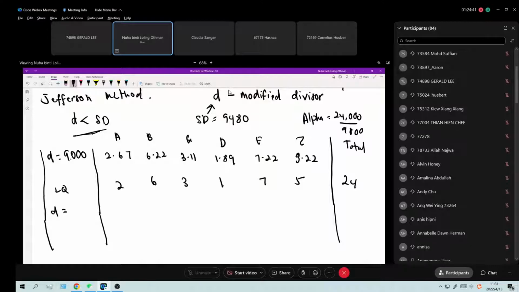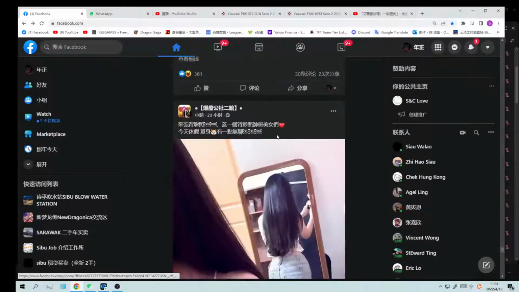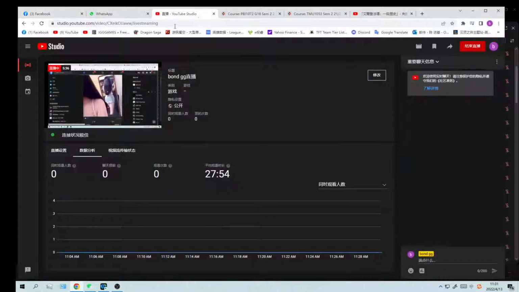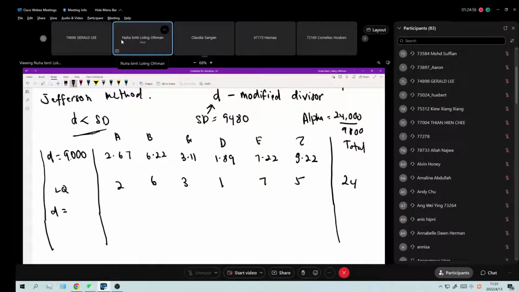Sometimes your guess is very near. For example, you guess 9,000 and you get the correct apportionment. And then you guess 9,001 and you also get the correct apportionment. So this is what happened, the weakness in this modified quota, in this method actually.